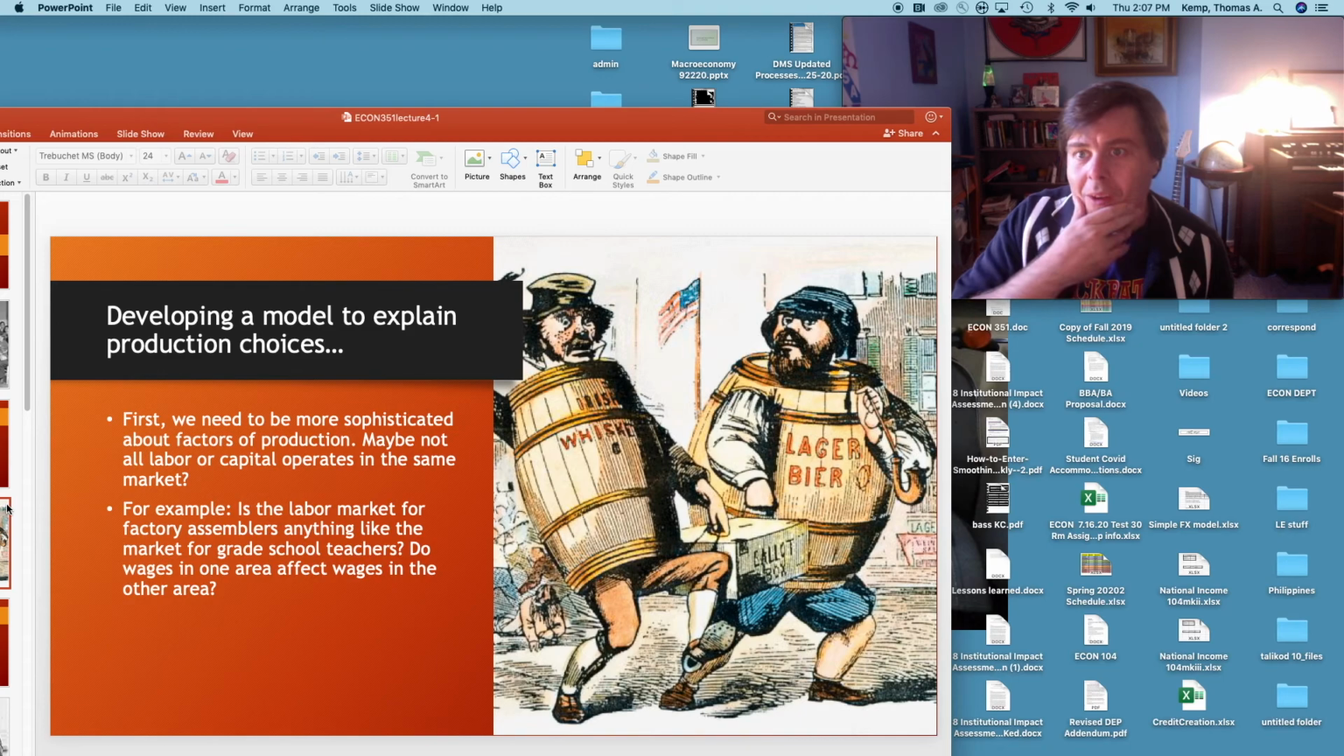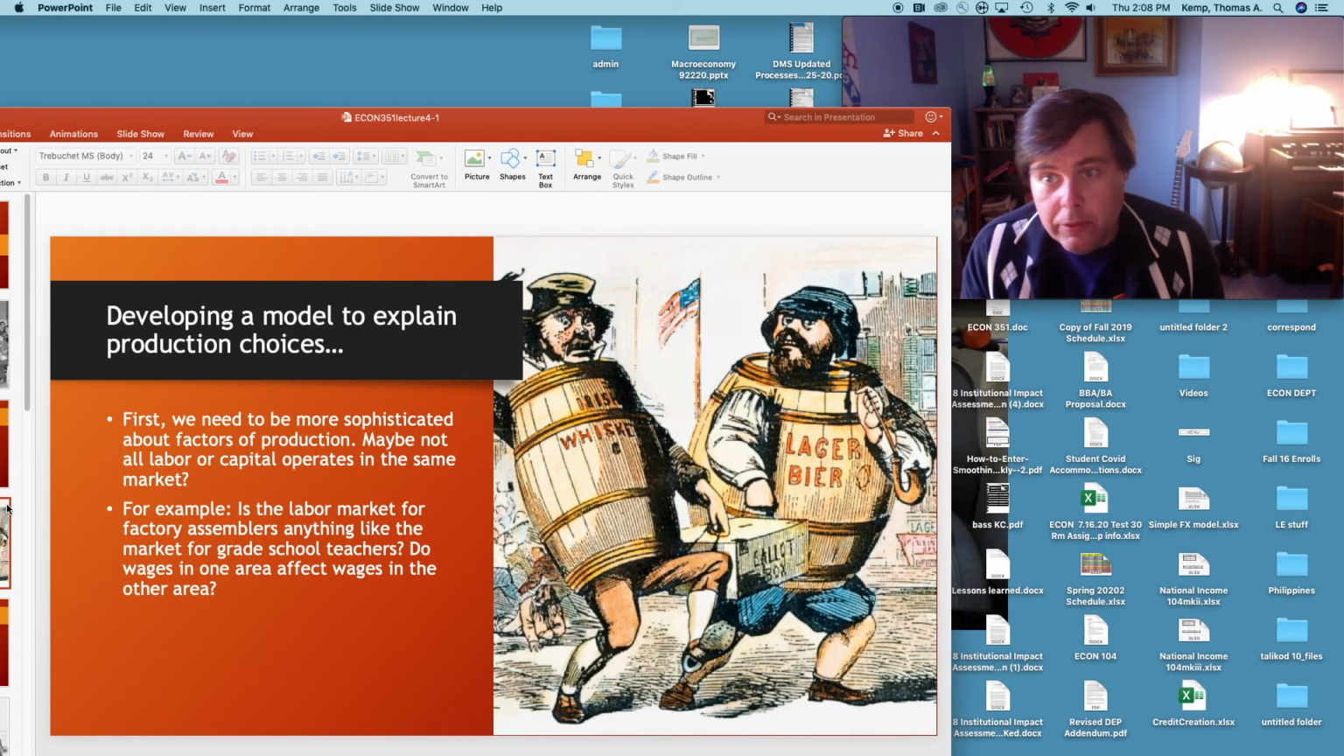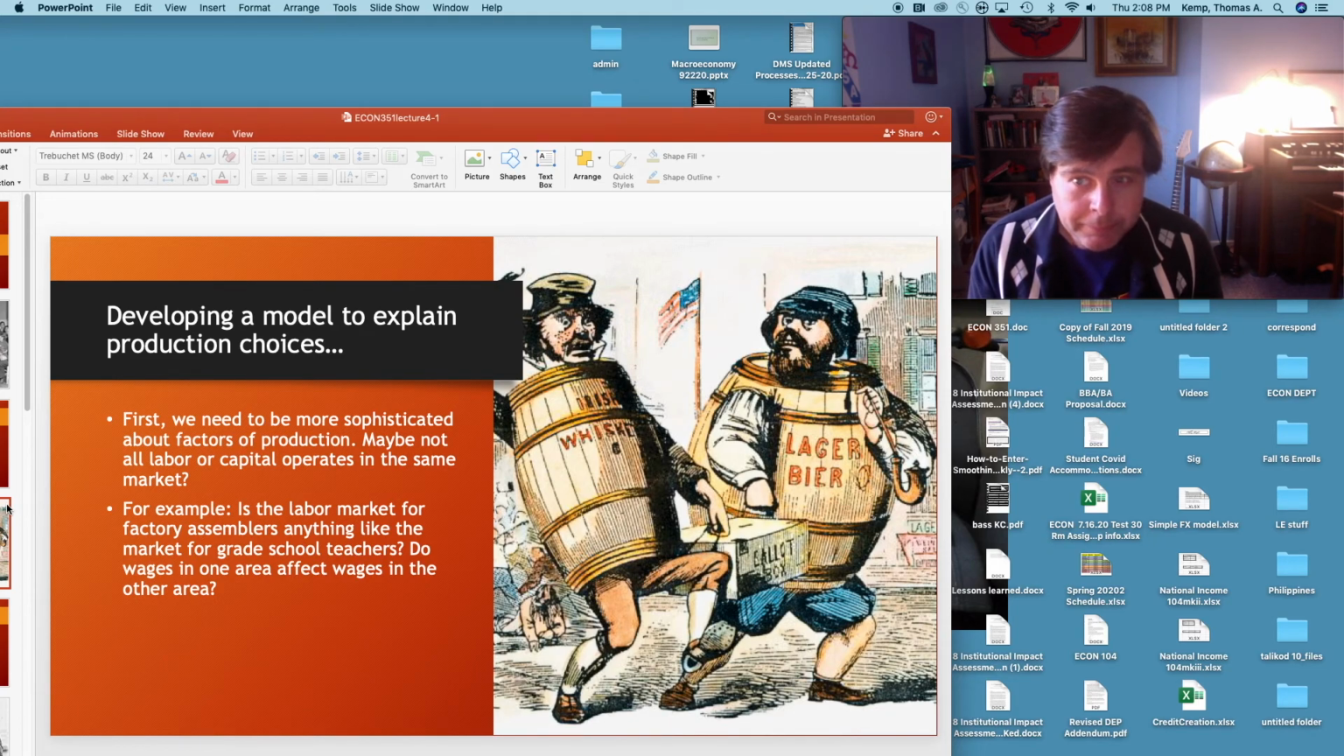So what we really need to do is be more sophisticated about factors of production. So it's not just labor or capital. It's different types of labor and different types of capital. It's financial capital versus physical capital. It's high-skilled labor versus low-skilled labor, and so on and so on. There are near infinite divisions within factors of production with which we can conduct analysis and sort of see what's going on.